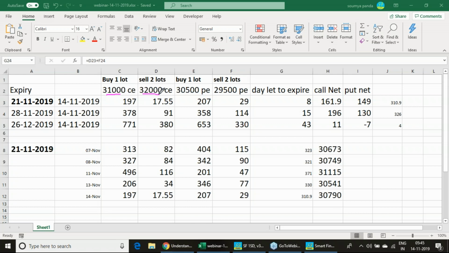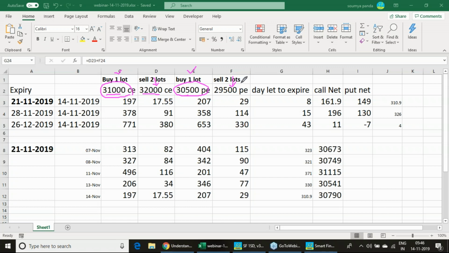31,000 call option and 30,500 put option: this one lot I am buying. Carefully look into this. I am buying one lot each of the 31,000 call option and the 30,500 put option. Then, 1,000 points away, the 32,000 call option and the 29,500 put option, I am selling two lots.